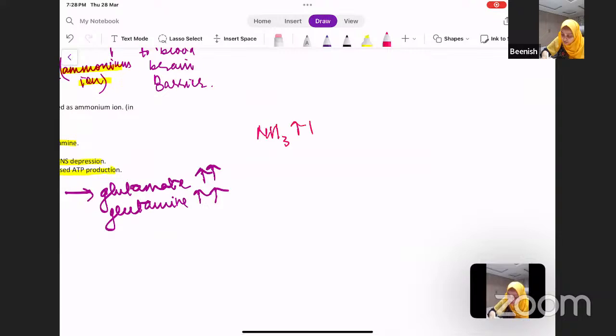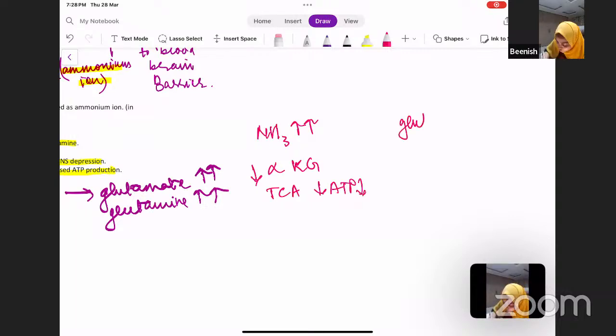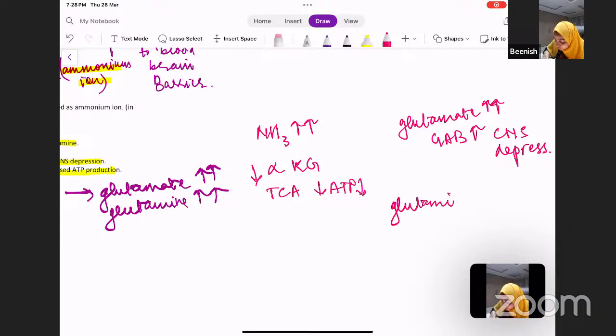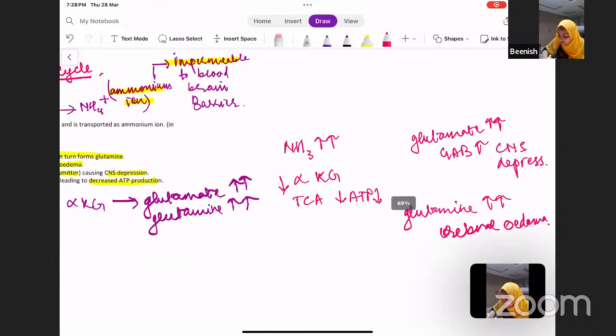A quick summarization: ammonia is increased, your alpha-ketoglutarate is affected, so your ATP is decreased. Also, your glutamate is increased, therefore your GABA is increased, and GABA causes what? CNS depression. And also your glutamine is increased, and glutamine has the property of attracting water molecules. So what is happening? It causes cerebral edema. Okay.